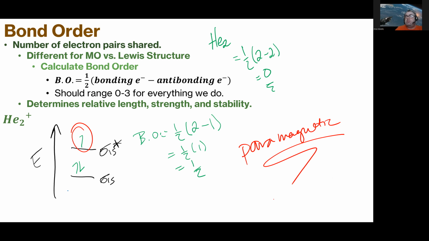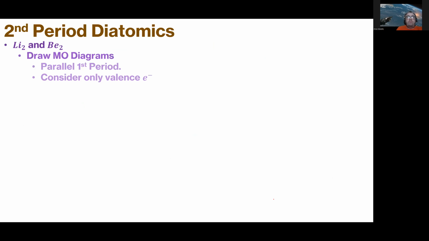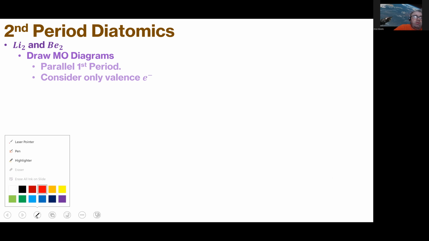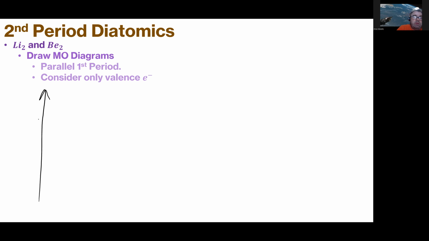Okay, so let's look at another one. If we go in the second period, we're just working our way through. We did H2, we did He2. Then this is the same idea as what we just did. Now, in reality, all of the atomic orbitals combine together to give us pairs of molecular orbitals.